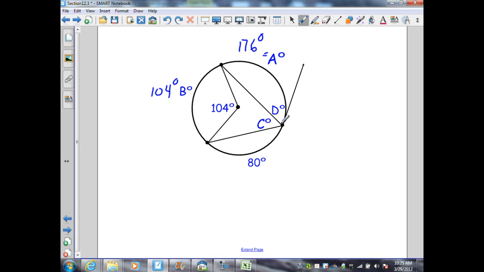This is a tangent ray to this chord. That creates an intercepted arc, and the measure of this angle is half the intercepted arc. Half of 176 is 88 degrees. This inscribed angle has an intercepted arc with a measure of 104 degrees. The inscribed angle is half that measure, so this must be 52 degrees.